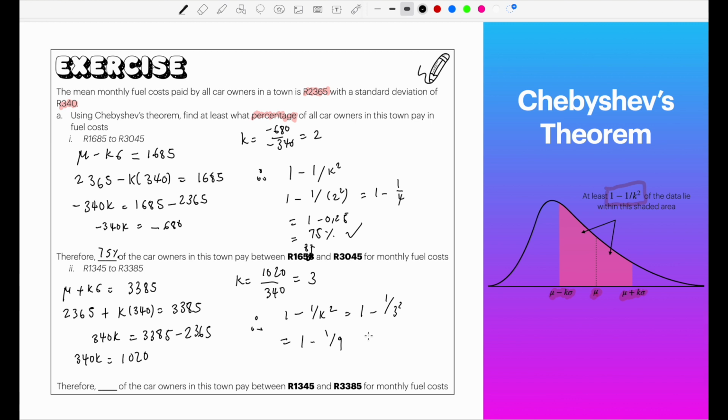This is equivalent to 1 minus 0.11, and then we get a value of 0.89, and this is equivalent to 89%. Alright, and concluding, we say 89% of the car owners in this town pay between 1,345 rands and 3,385 rands for monthly fuel costs. Cool. That brings me to the end of how we solve this when we are given information such as the intervals, and then we just calculate percentages or proportions.